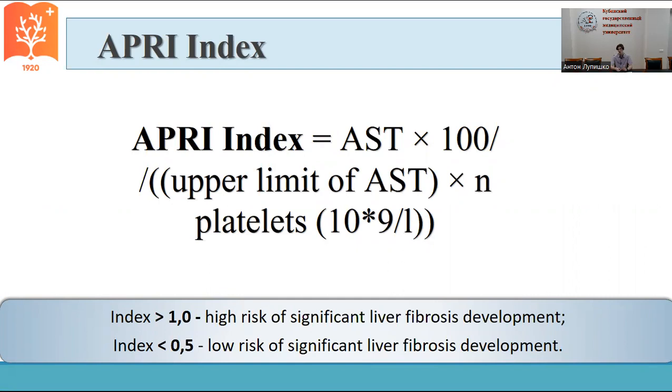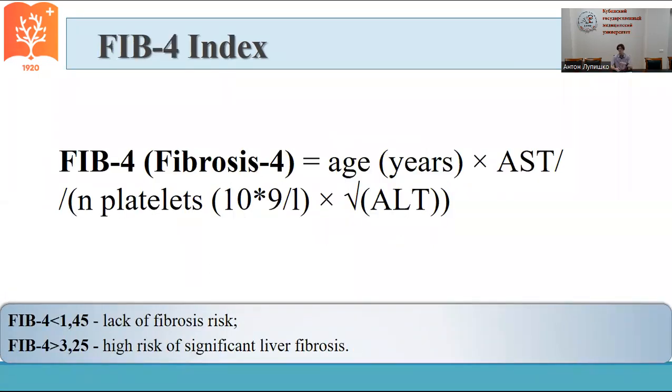Here you can see the APRI index and all the calculations we made to calculate it. If the index is more than 1, it means high risk of significant liver fibrosis development. On the other hand, if the index is less than 0.5, it means low risk of fibrosis development. Fibrosis-4 index: if this index is less than 1.45, it means a lack of fibrosis risk. And if Fibrosis-4 is more than 3.25, it equals high risk of significant liver fibrosis.